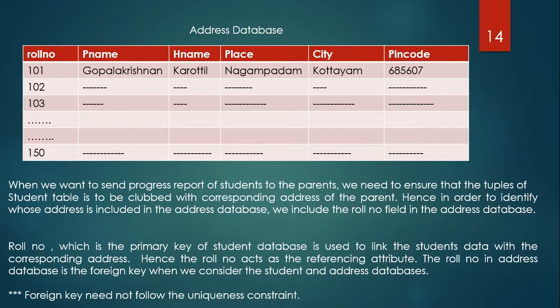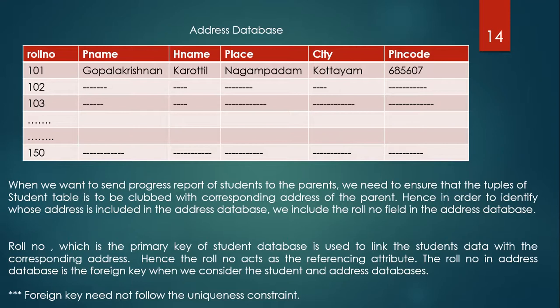ബിക്കോസ് എന്താ, അവിടെ 101 എന്ന് പറയുന്ന ഒരു സ്റ്റുഡൻറ്റേ ഉള്ളൂ. ആ 101ന് ഇവിടെ ഒരു അഡ്രസ്സ് ഉണ്ടെങ്കിൽ, അപ്പോൾ ആ രീതിയിൽ നമുക്ക് ഐഡൻറ്റിഫൈ ചെയ്യാൻ വേണ്ടി ഈ സെക്കൻഡ് ടേബിളിൽ നമ്മൾ എന്ത് ഉപയോഗിക്കുന്നു? ഫസ്റ്റ് ടേബിളിൻ്റെ പ്രൈമറി കീ ഒരു ഫീൽഡായിട്ട് ആഡ് ചെയ്യുന്നു. ഇനി roll number, which is the primary key of student database, is used to link the student's data with the corresponding address. Hence, the roll number acts as the referencing attribute. So, the roll number refers, in the second table, to the address. So the roll number in address database is the foreign key.